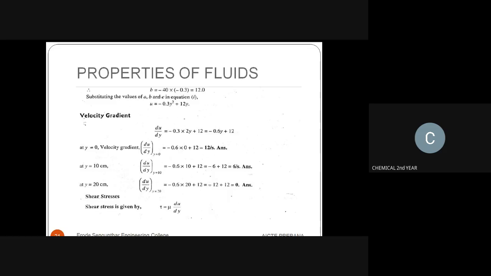Okay, so now you know the velocity gradient. Velocity gradient we need to determine. So velocity gradient at three different values. One is at a distance of 0, one is at a distance of 10 centimeter, and another one is at a distance of 20 centimeter.